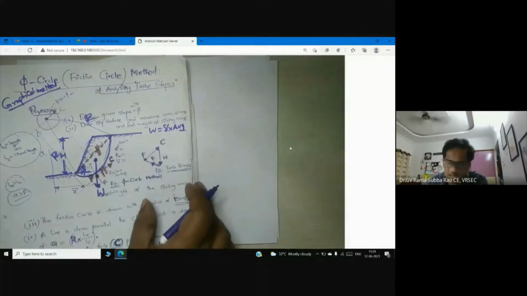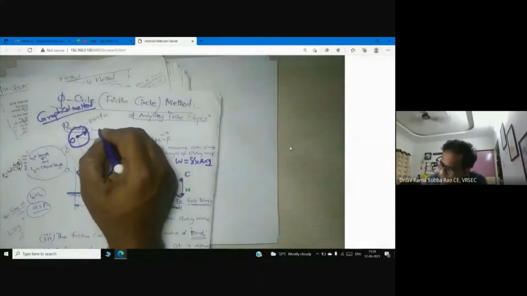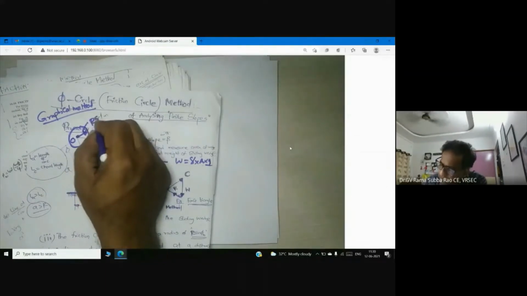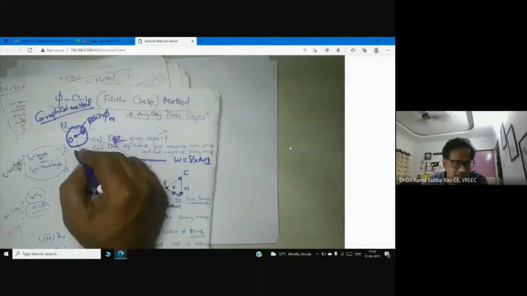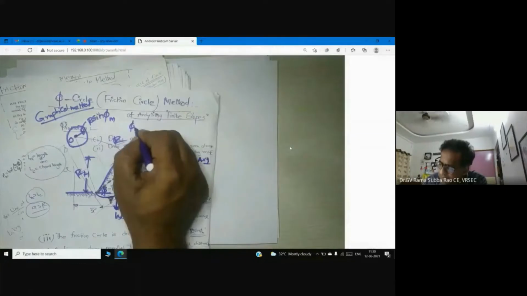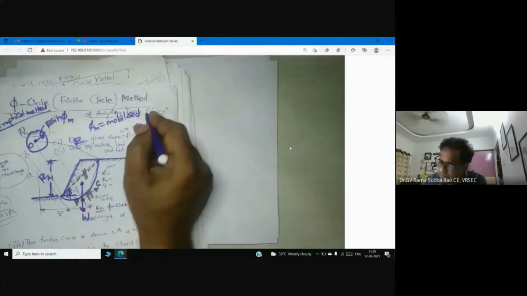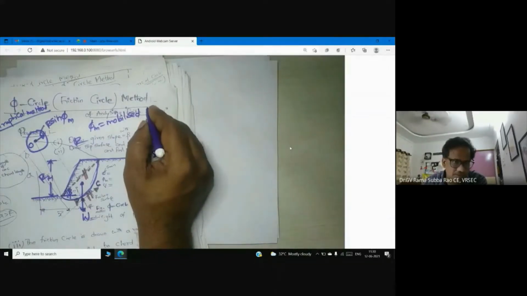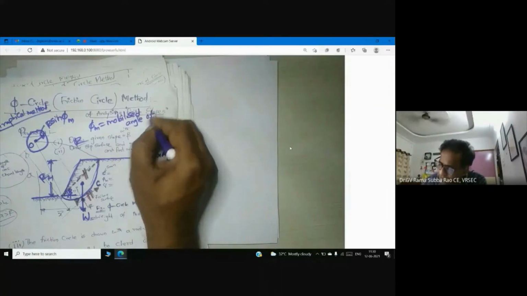Now you see what we have to do. Draw a circle. From your center of rotation, draw a small circle. What is the radius of the circle? R sine phi m. You may ask, what is r sine phi m? R sine phi m is the radius of the friction circle. Someone can ask me, sir, what is phi m? Phi m is the mobilized angle of internal friction. Last class we discussed what is phi m, what is cm, mobilized angle of internal friction.